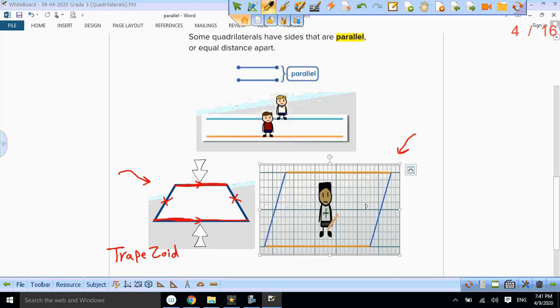For this one, this is called a parallelogram. A parallelogram has two pairs of parallel sides. If you look at these two sides, you will find that they are parallel. And also the other two sides are parallel. So we have two pairs of parallel sides for the parallelogram.